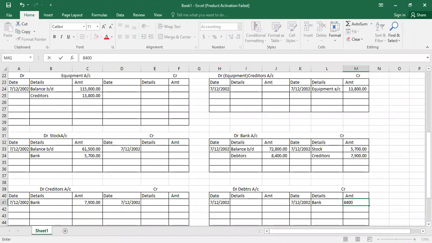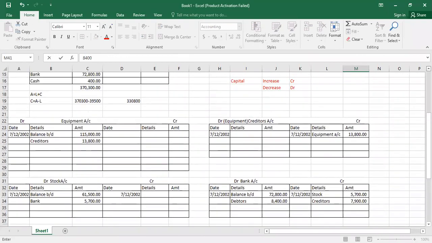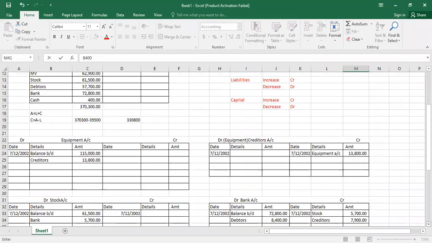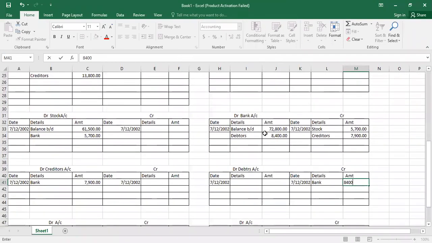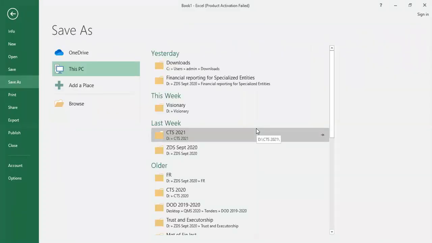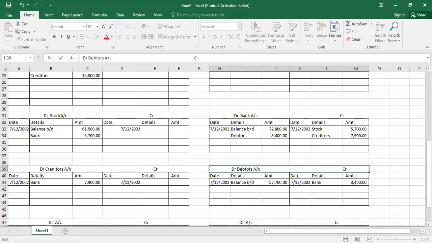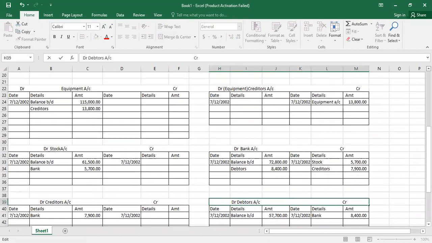And we need to look whether we had a balance brought downward for the debtors. Oh, it's there, 57,700. So I need to recognize that balance brought downward. And because debtors are assets, they'll be debited. So I'm debiting 57,700. So there we are. And then the final transaction is on this transaction head 2.